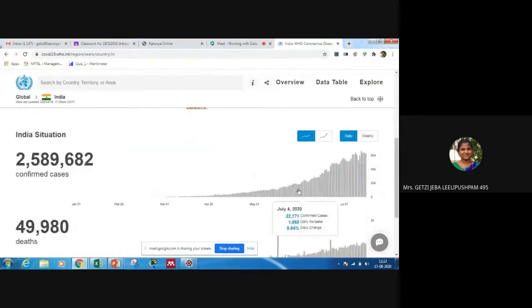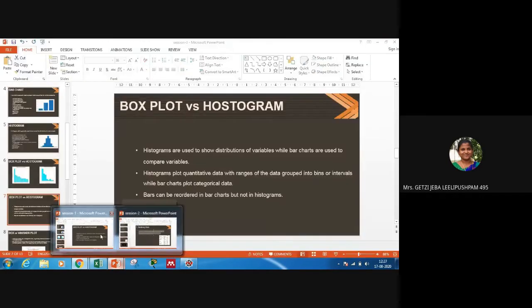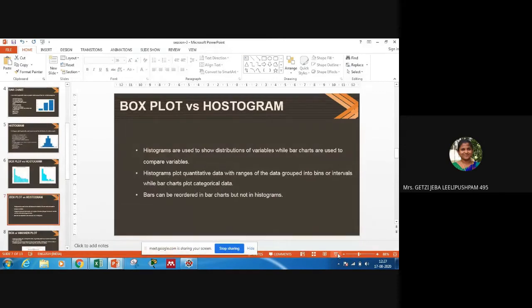Now here you see the bar. It says that on June 30, what is the number of affected people? May 31, July 30, July 31, June 30. Every month end is shown here, but in between it shows all these data. Suppose I want to plot in descending order, I can do it. But histogram, you cannot rearrange it. That is the difference between histogram and the bar plot.